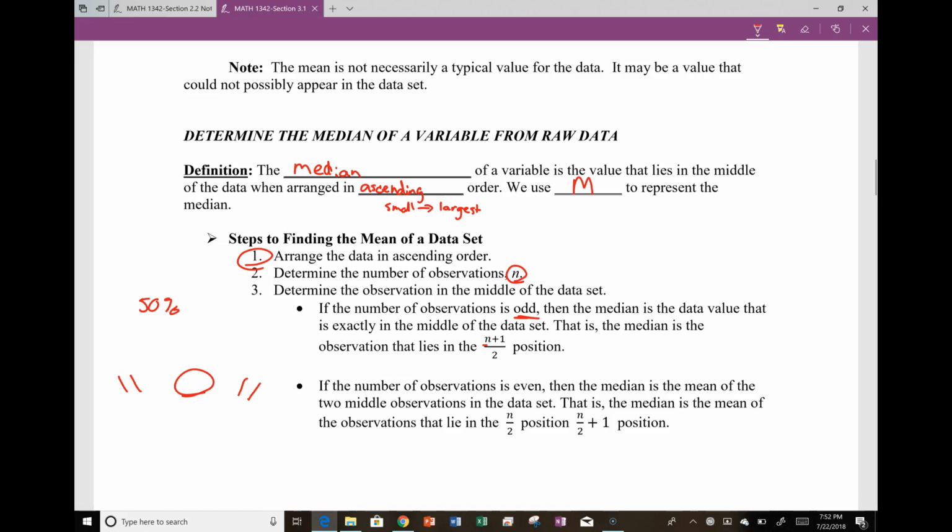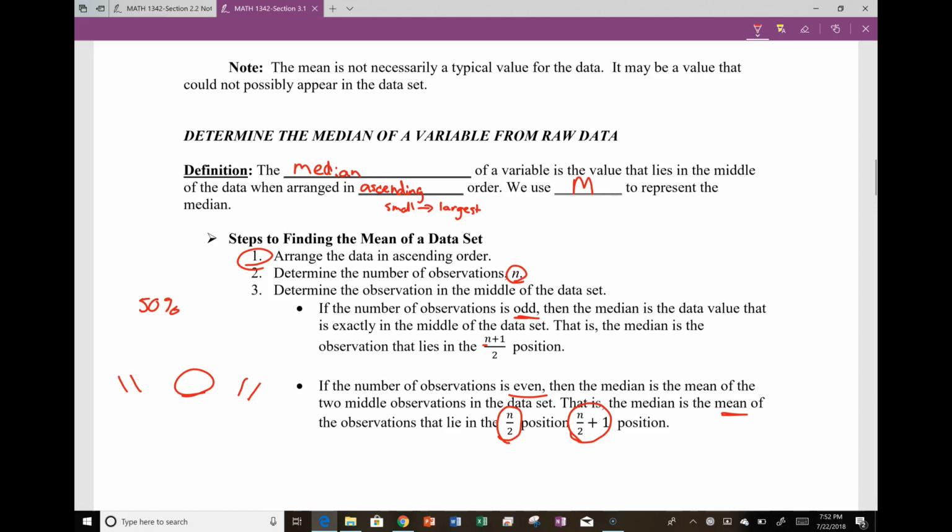We're going to take N plus 1 and divide by 2. If the number of observations is even, the median is in the middle of the observation set. It has 2 values actually, whenever we have even data sets. What we're going to do is take the mean of the observations that lie at position N divided by 2 and position N divided by 2 plus 1. So I know that that doesn't make a lot of sense to you right now.